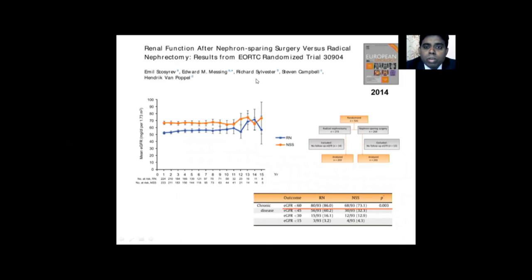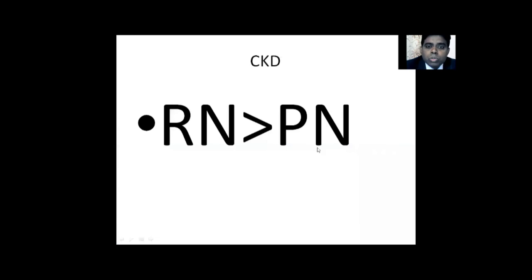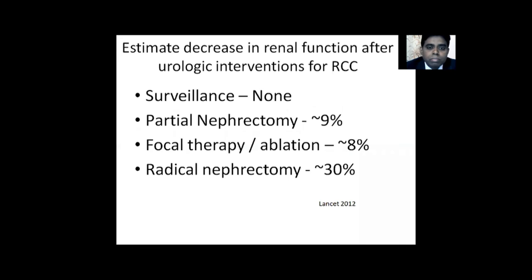There's a large cohort randomized trial of 30,000 patients. The partial nephrectomy patients have a better eGFR in the long run when compared to radical nephrectomy. In a meta-analysis of 40,000 patients, the CKD profile is better in partial nephrectomy. So the incidence of significant chronic kidney disease is more in radical nephrectomy than partial nephrectomy or nephron-sparing surgery. The Lancet 2012 published this data.